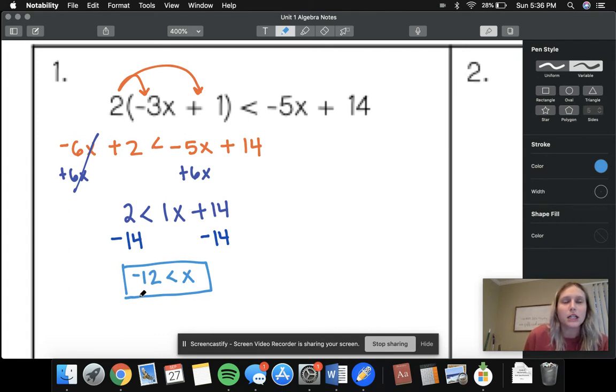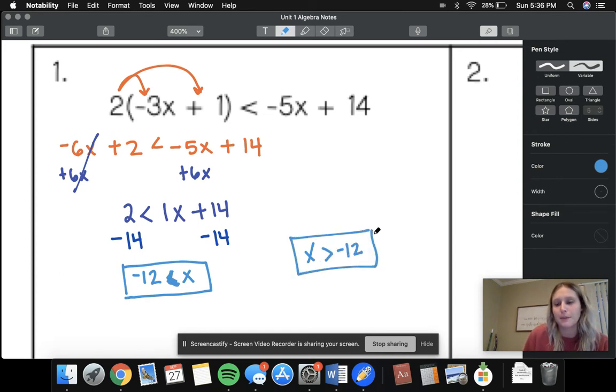Now, most of us can interpret this. Me personally, I like to always have the x first. That helps me with when I'm interpreting the solution. So I will flip it around, and I just need to make sure that the x is still the larger thing. So x is the bigger amount. So x is larger than negative 12. Okay. If you decided to move this over to the left-hand side, you should also get the same exact answer.